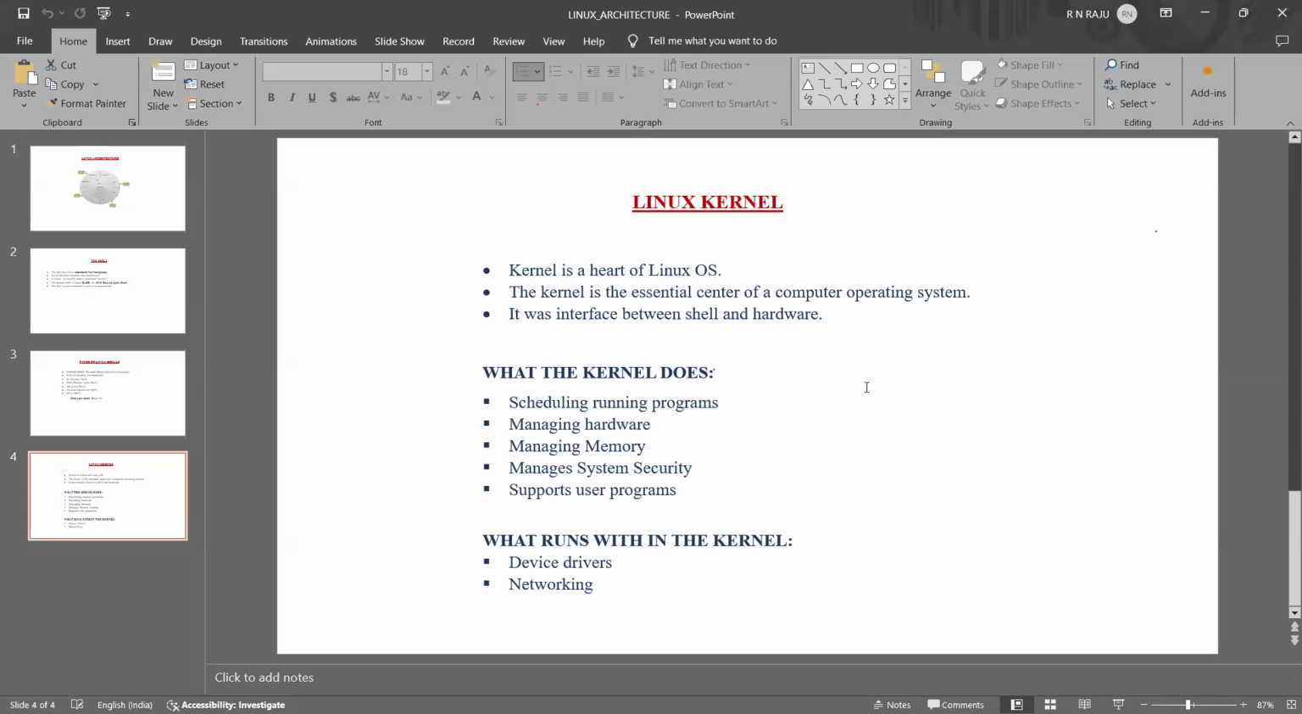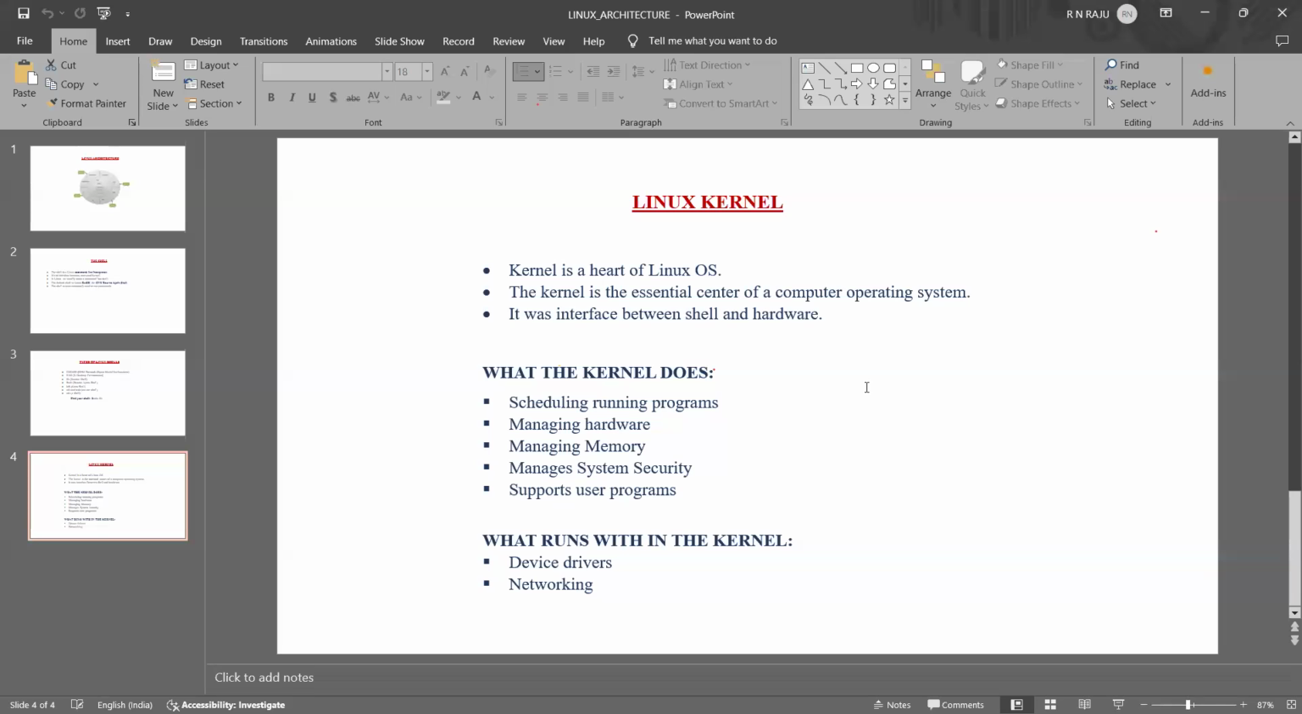So overall, the single point, everything is under control by the kernel only. So that's why the kernel is a part of the OS. If the kernel is not working, you are unable to boot the OS. The functions are not working. The OS does not boot up.